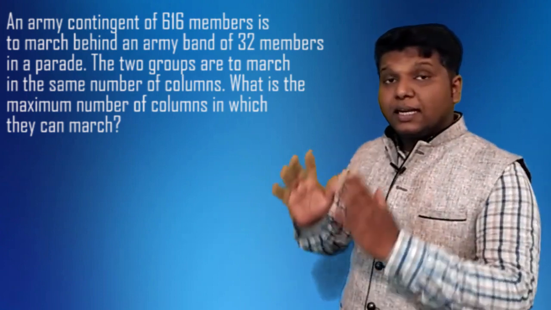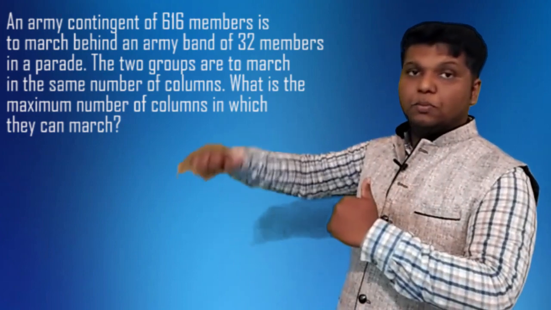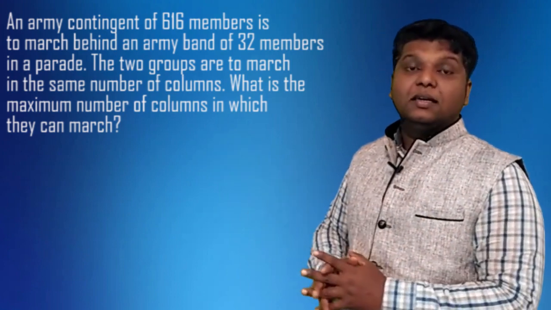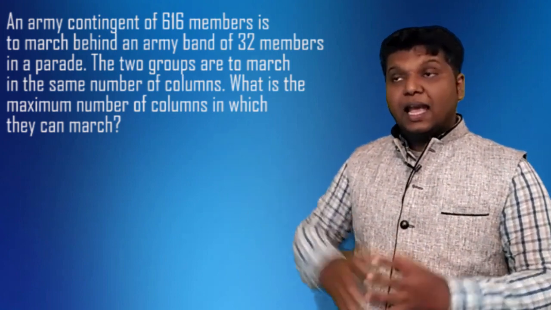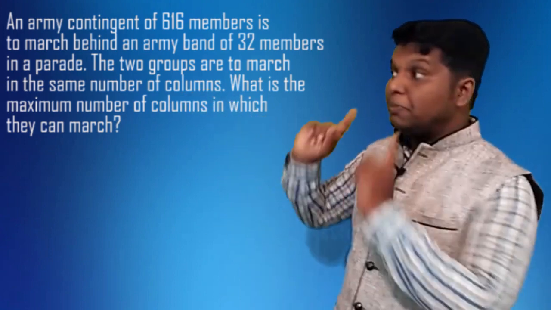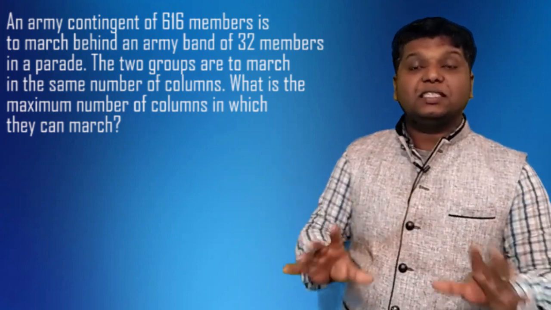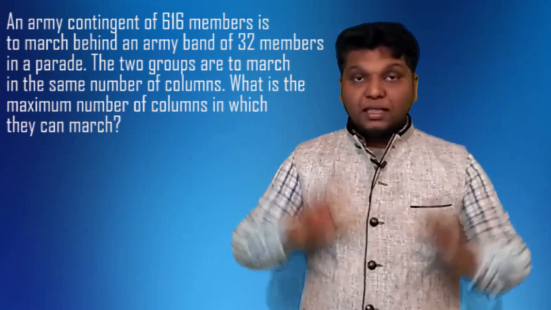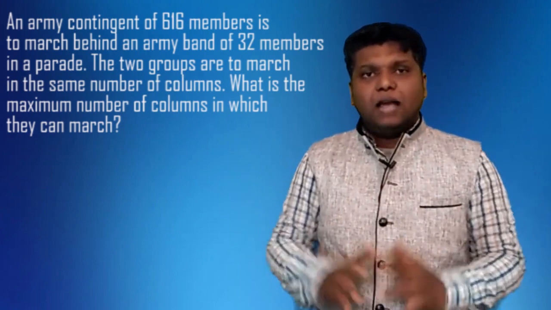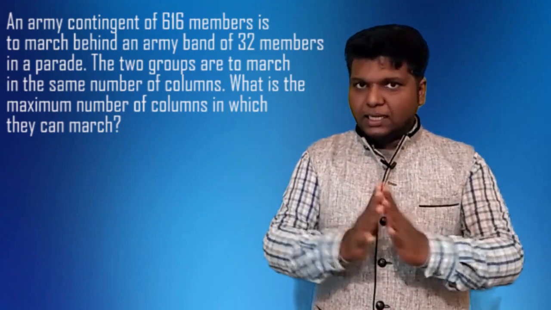Now there are 32 members in the army band, those who are going to blow the band and lead the band. And this army contingent has to march behind this band, meaning the band goes forward and they come behind. That is the first statement given in the question. Did you get that much? It's very important. Understanding the question is so important. That's why I'm asking like this. Keep this in your mind.